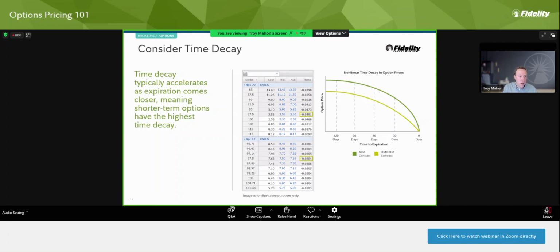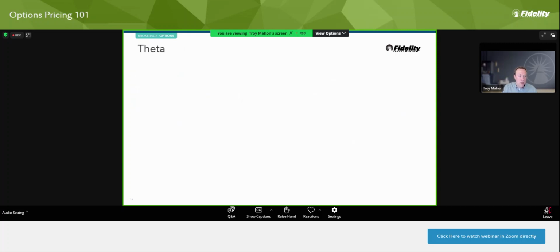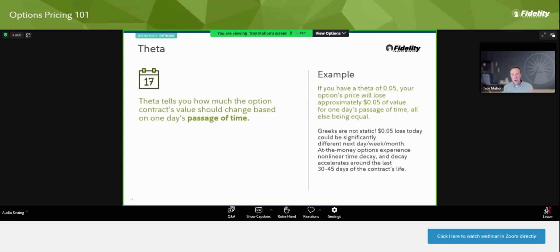So let's formally define theta now. Theta, as every Greek is, is a correlation coefficient, which means it tells us how much a contract's value should change based on 1 day's passage of time. So if we have a theta of 0.05, and usually thetas are displayed in negative values because if you're long the option, if you buy the option, it's working against you.